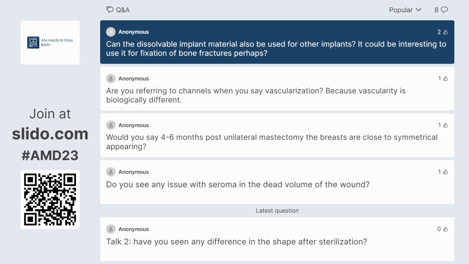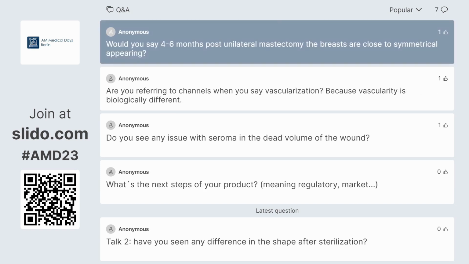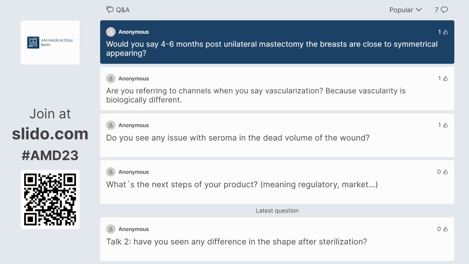And would you say 4 to 6 months post-unilateral mastectomy, the breasts are close to symmetrical appearing? It's not easy to say. Real symmetry is difficult. It's really difficult. So maybe depending on the case, if the volume is almost identical, you can reach this symmetry. If not, the patient will have what we call a lipofilling.